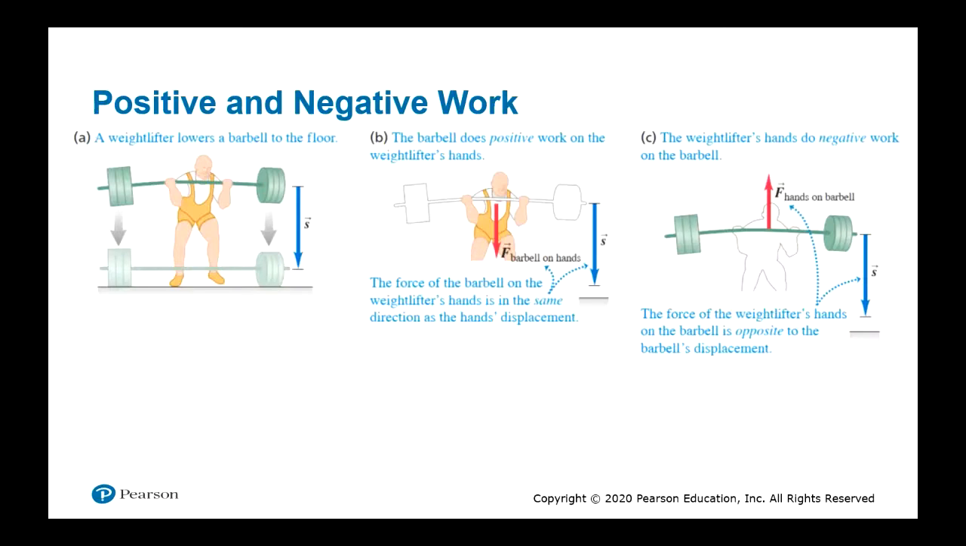So here on the second image, it shows how positive work is done. In this case, the barbell is the one doing positive work on the weightlifter's hands. And this is because the force of the barbell on the weightlifter's hand is in the same direction of the barbell's displacement. So regardless of the weightlifter bringing the barbell upward or lowering it down, the hands of the weightlifter will always do negative work on the barbell. And this is because the hands are keeping the barbell from falling to the ground.